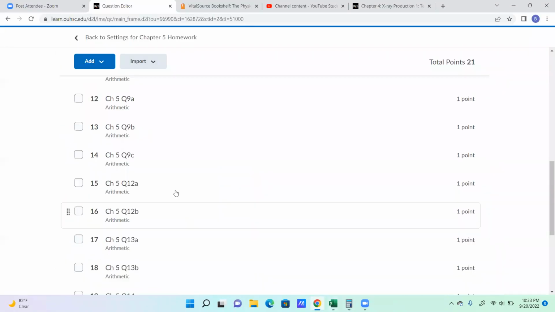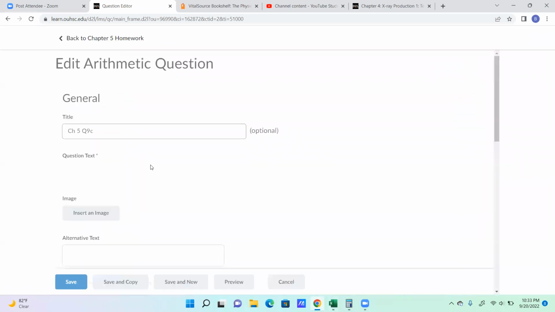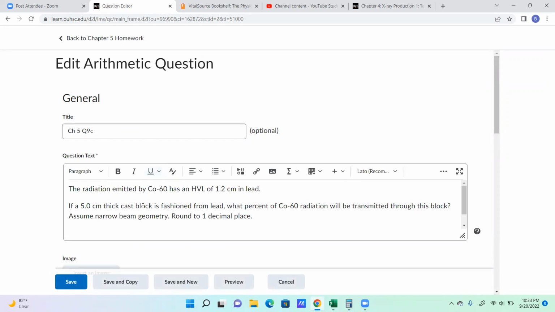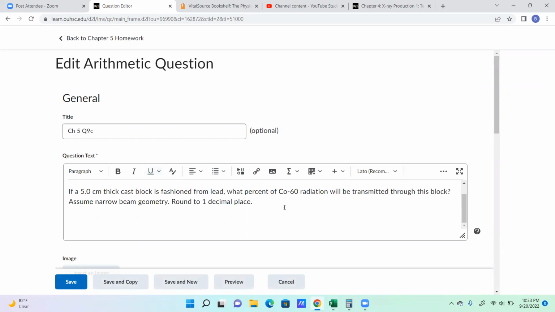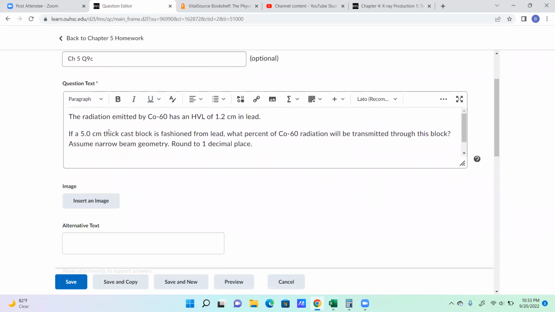Going on to question 14. The radiation emitted by Cobalt-60 has a half-value layer, again, of 1.2 cm in lead. If we have a 5 cm thick cast block fashioned from lead, what percentage of Cobalt-60 radiation will be transmitted through this block? Round to 1 decimal place.